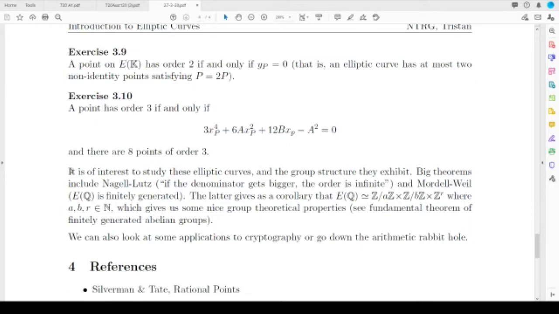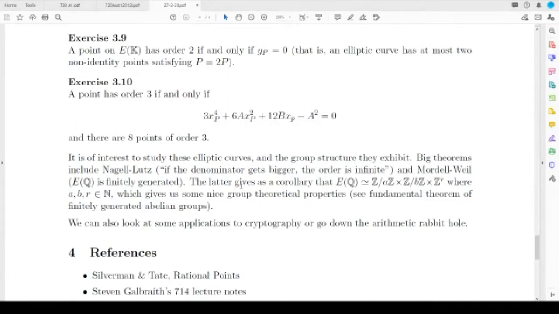I kind of want to ask where we want to go with this reading group, whether we want to keep talking about elliptic curves. If we do talk about elliptic curves, we can go to the Nagell-Lutz theorem or the Mordell theorem or that sort of stuff. The first theorem gives a condition on when a rational point is of finite or infinite order. The second theorem tells us that the group is finitely generated. In fact, it's isomorphic to this thing, and we can do some cool group theory on that as well. So where do people want to go?